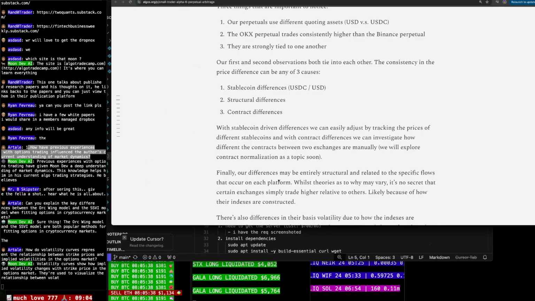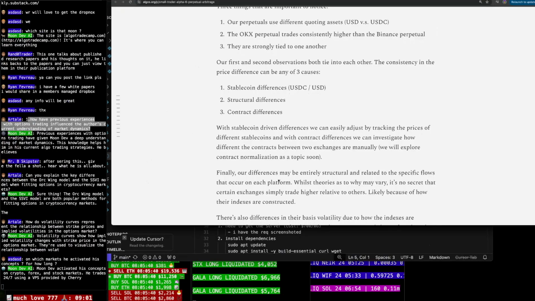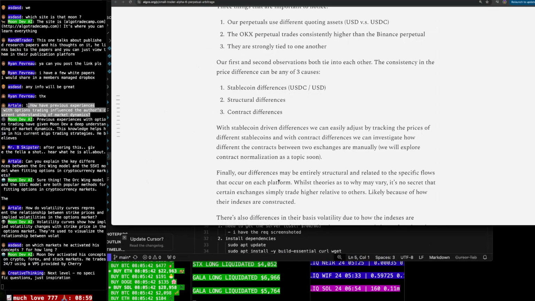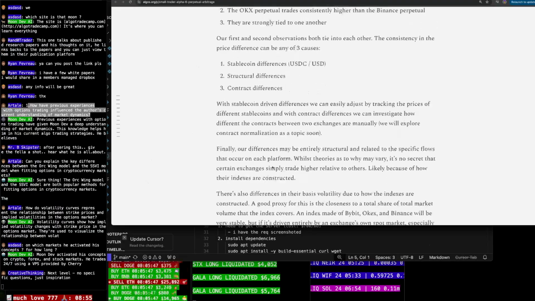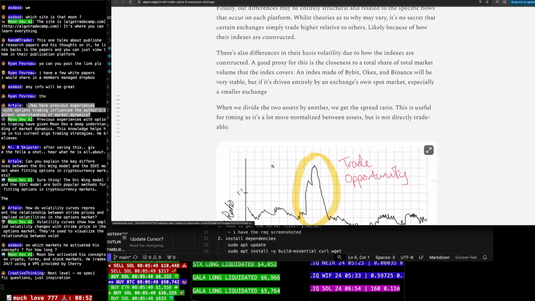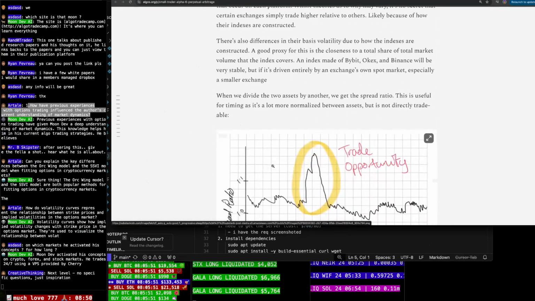Whilst theories as to why vary, it's no secret that certain exchanges simply trade higher relative to others, likely because of how their indexes are constructed. There's also differences in their basis volatility due to how the indexes are constructed. A good proxy for this is the closeness to a total share of total market volume that the index covers. An index made of Bybit, OKX, and Binance will be very stable.